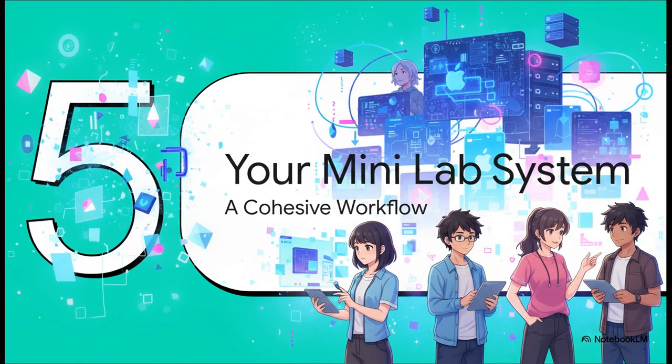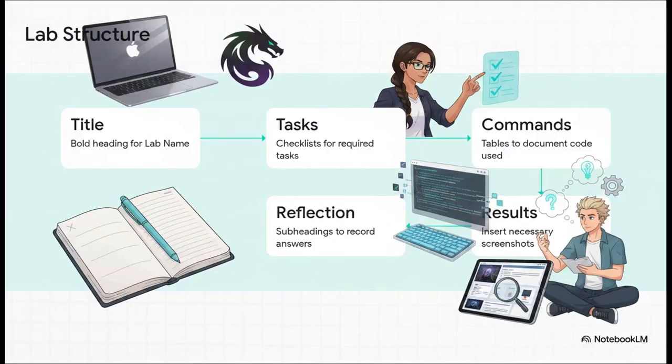Section 5. Your mini lab system. All right, this is the part where we connect all these features into one cohesive, incredibly practical workflow specifically tailored for heavy IT coursework. When you sit down to tackle a complex Mac or Kali Linux lab, this is the exact organizational structure you should be using inside a single note. Ready? First, use a bold heading for the lab name. Second, break down your workflow using checklists for your actual tasks. Third, use tables to clearly document the commands and code you execute. Fourth, drop your screenshots right below those results. And finally, use a subheading to record your reflection answers. It's perfectly clean, highly readable, and thoroughly professional.